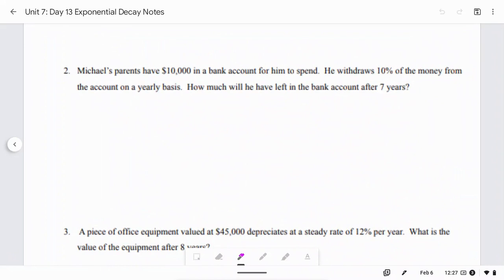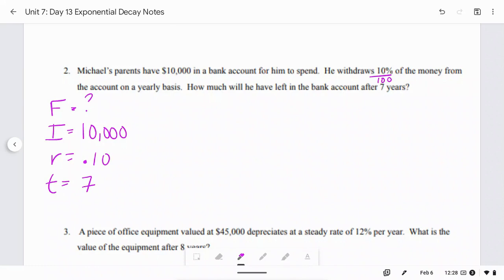So in example 2, Michael's parents have $10,000 in a bank account for him to spend. He withdraws 10% of the money from the account on a yearly basis. How much will he have left in the bank account after 7 years? So I'm going to define my variables, F, I, R, and T. Since I'm looking for a final amount, that's going to be my question mark. The initial amount is $10,000. The rate, I'm going to divide 10 by 100 to get the decimal, which is 0.10, and then t would be 7.